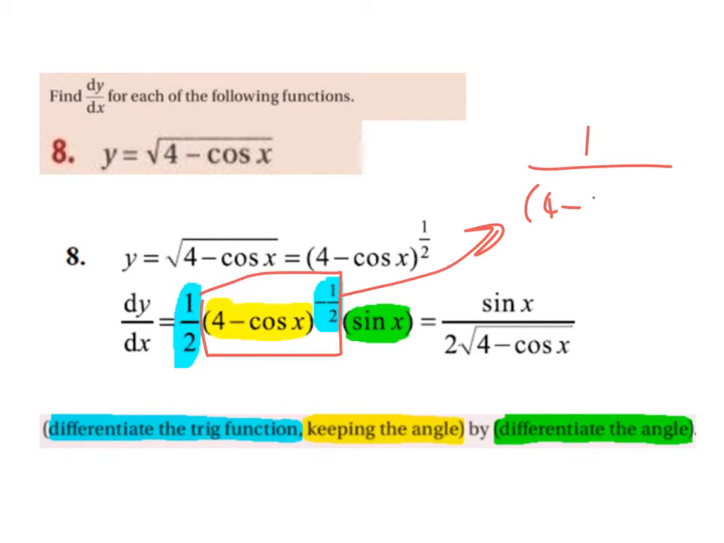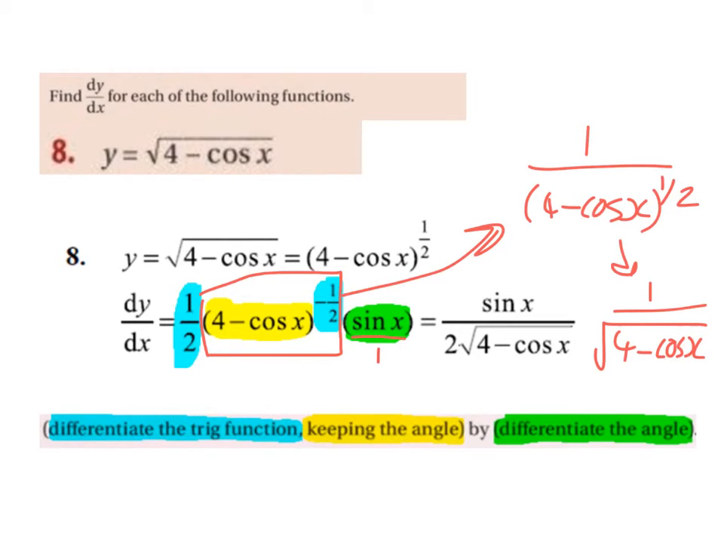(4 minus cos x) to the power of positive a half, which can be rewritten as 1 over the square root of 4 minus cos x, and the power of a half gives us the square root in front. So then we just multiply out our terms, and another thing that can help is to rewrite sin x as sin x over 1, since everything else is a fraction.